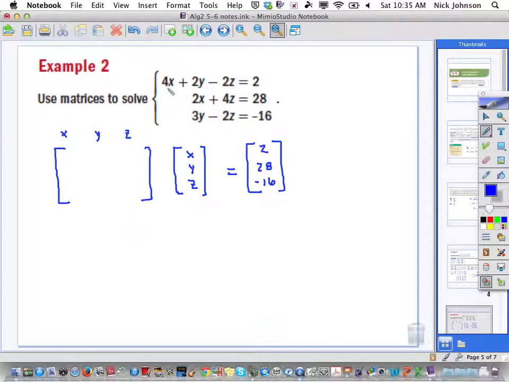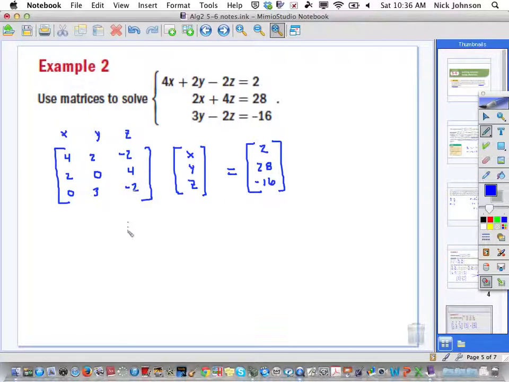So on my top row, the x is a 4, the y is a 2, the z is a negative 2. For my second row, what's on my x? Well, on my x is a 2. Don't put this with the y's, it's with the x's. And then I have a 4 on the z. So you're asking, what should you put under your y? Well, there are no y's, so you need to put the number 0. Same thing down below here. There are no x's. So there's a 0 on the x, a 3 on the y, and a negative 2 on the z.